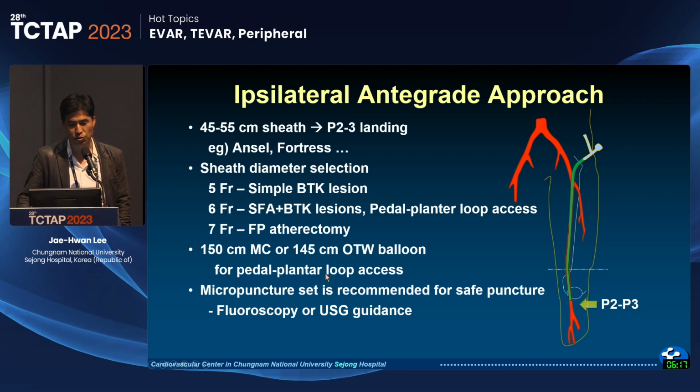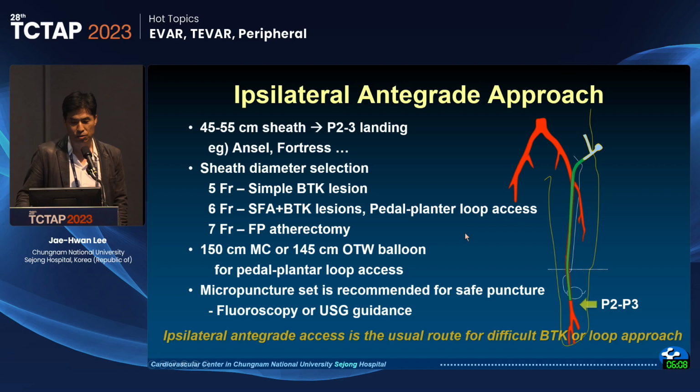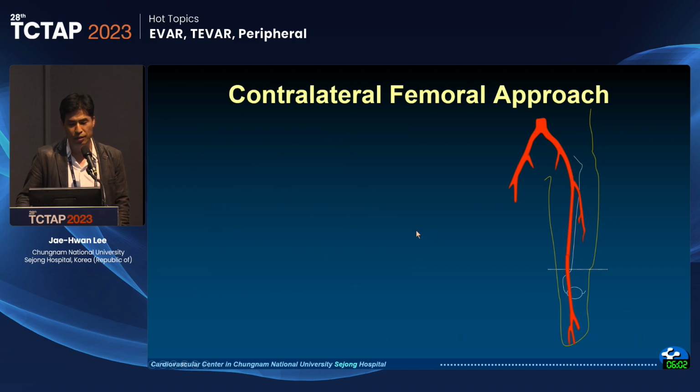For pedal-plantar loop access, you need a long over-the-wire balloon or microcatheter supporting system, and a micropuncture set is recommended for safe puncture for ipsilateral antegrade approach. So ipsilateral antegrade access is the usual route for difficult BTK approach or pedal-plantar loop technique.